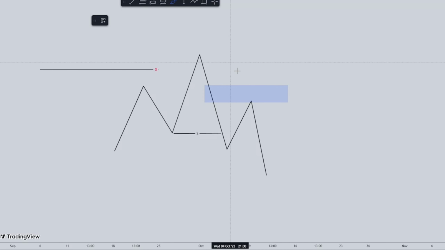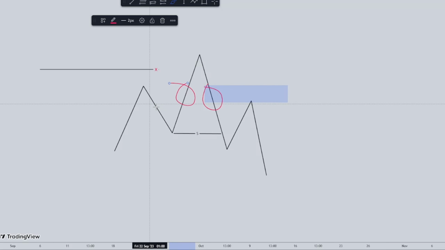But sa kaso ng BPR, hanap ka ng fair value gap dito sa swing na to, hanap ka rin ng fair value gap dito sa swing na to. Okay, then pagdudugtungin mo sila, then yun yung magiging entry mo. Okay, so enough with this, tara sa charts.